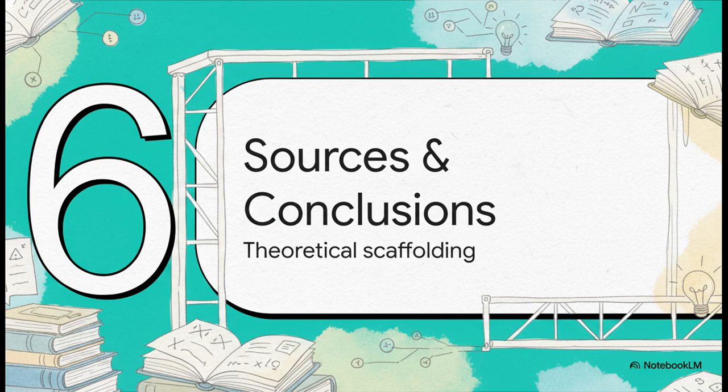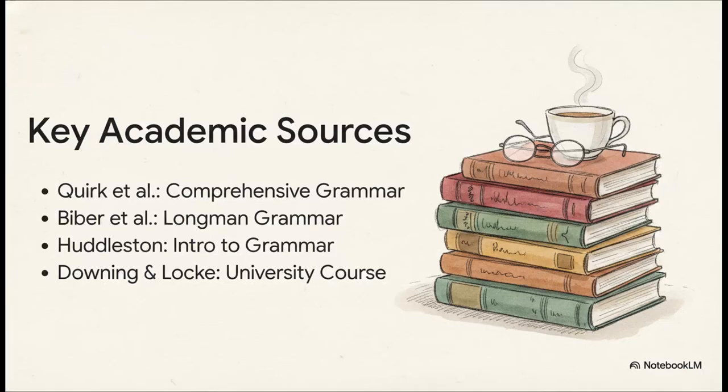Section 6, Academic Sources and Conclusions. The theoretical scaffolding. Any rigorous academic explainer must rest upon foundational frameworks. The intricate rules we've just analyzed don't exist in a vacuum. They were codified by seminal linguists. We're talking about texts like Quirk, Greenbaum, Leech, and Svartvik's A Comprehensive Grammar of the English Language, Biber's Longman Grammar, Huddleston's Introduction, and Downing and Locke's University Course. These works provide the rigorous taxonomy we've utilized today, and they are the essential bedrocks for anyone truly mastering English syntax.